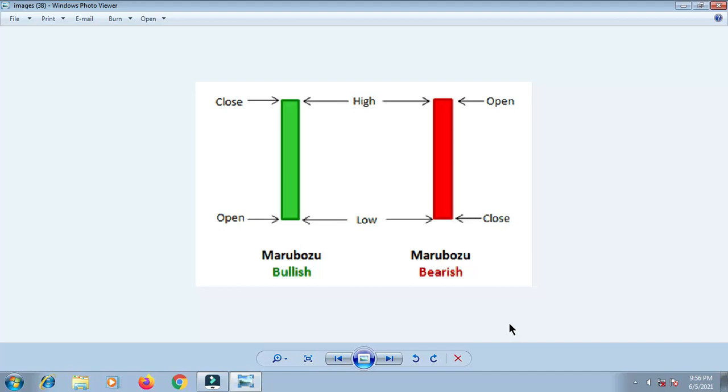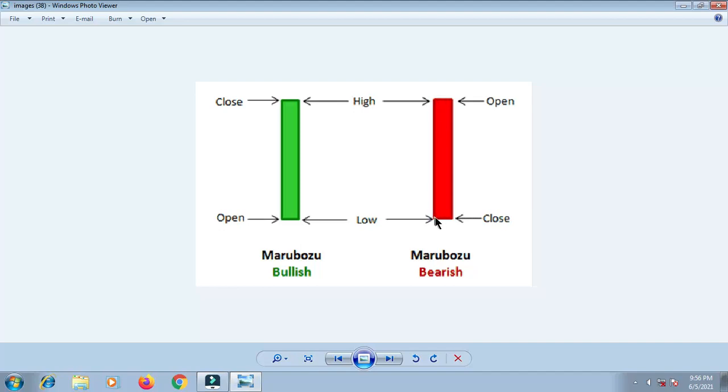We can see that here the open is equal to the low and the close is almost equal to the high value. Wherever it opened, that was the low value, and wherever it closed, that was close to the highest value, for a bullish Marubozu candle. For a bearish Marubozu candle, it is exactly the opposite. Where it opened, that was the highest value or near to that, and where it closed, that was the lowest value or close to that.